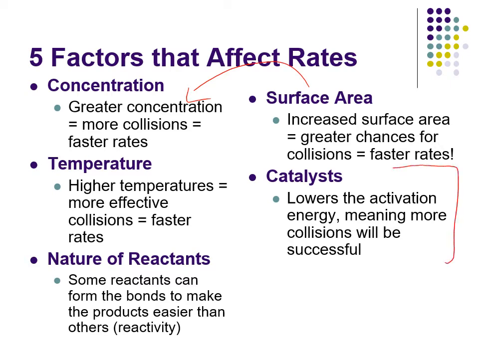Catalysts we're going to look at in more detail, but these essentially lower the energy needed to break apart bonds, so you don't need as much energy to get the collision to be successful, and they will speed up the rate of reaction. And then the nature of the reactant is important as well, because maybe the bonds aren't that stable to begin with. Loosely attracted particles are going to be easier. They're going to require less energy to break apart, and therefore getting them to react with something else would require less energy as well.